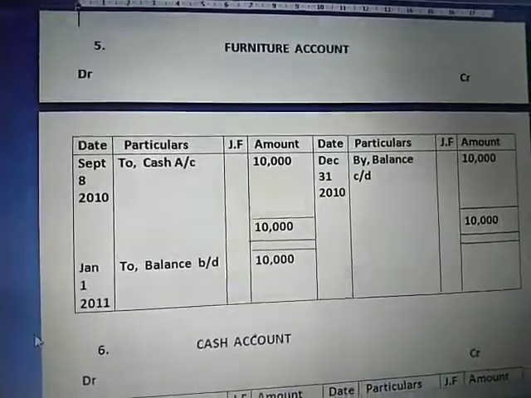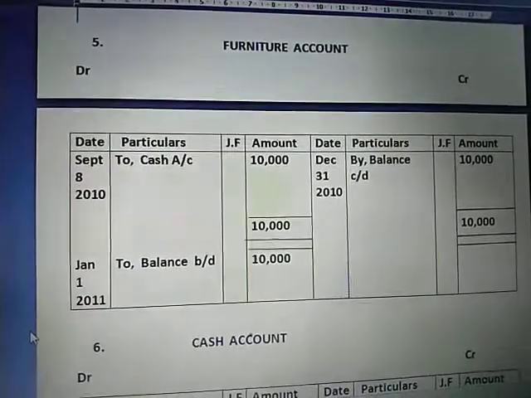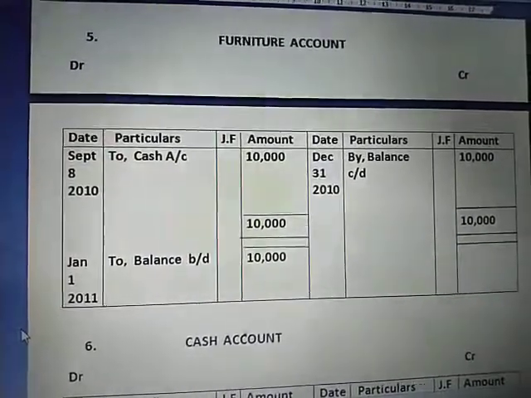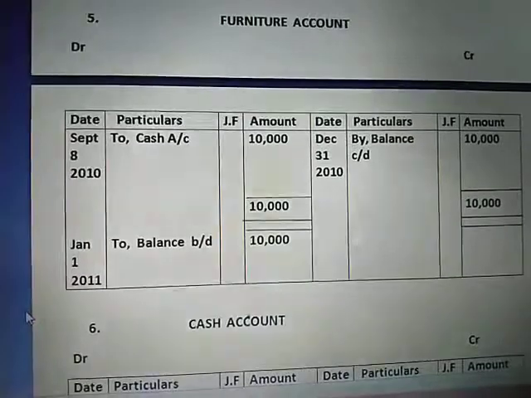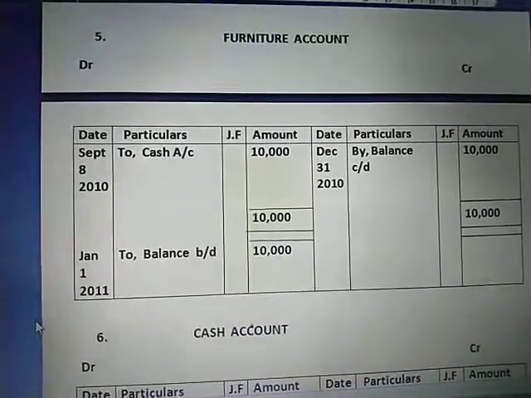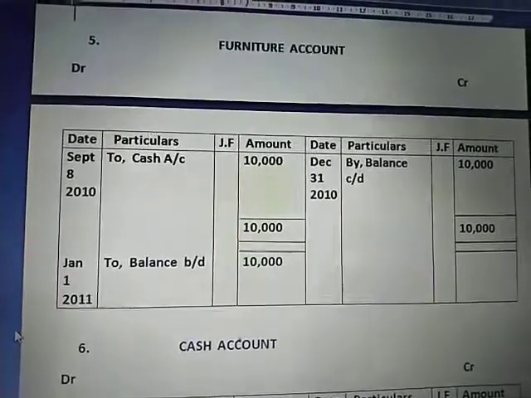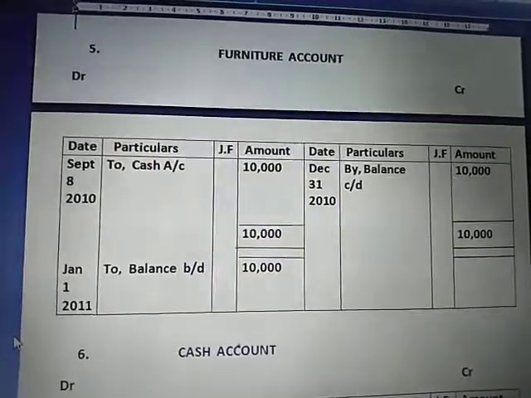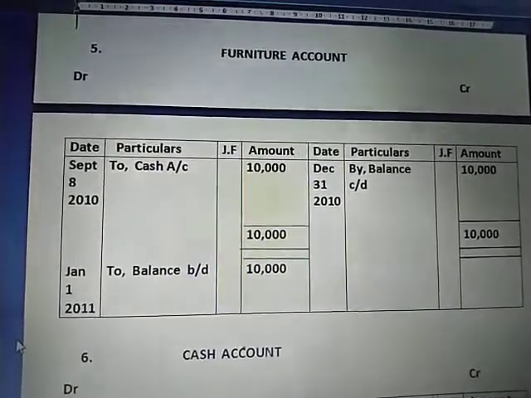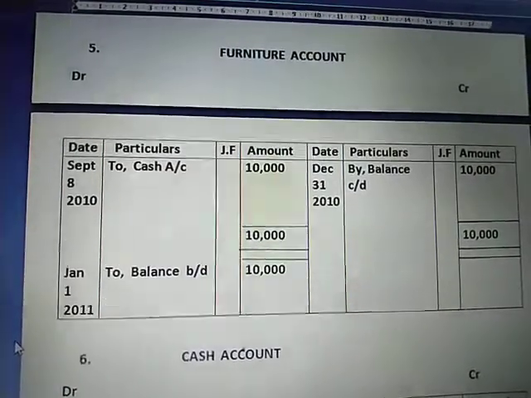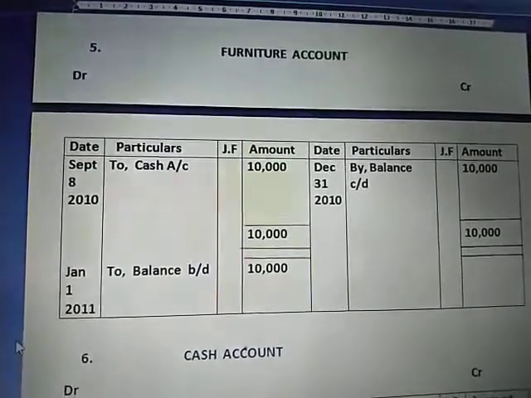Now here comes the furniture account. As I told, you have to just simply record it by the journal entry. So the journal entry was furniture account debit to cash. Furniture is a real account, so an asset balance is always debit. Furniture was debited in the journal entry, so we have to record it in the debit side of furniture account, and the other account affected is cash account, so to cash account rupees 10,000.